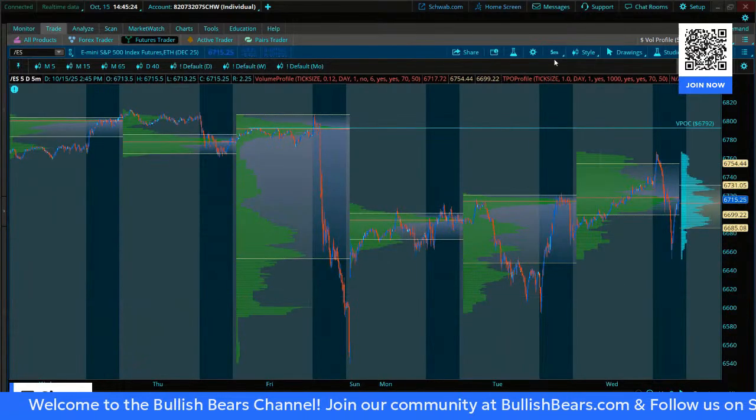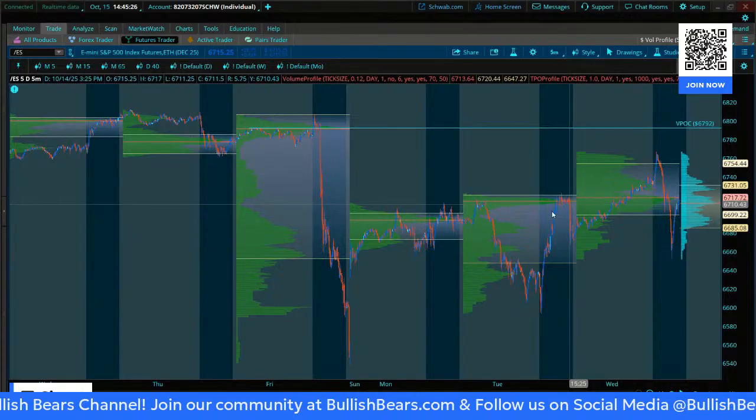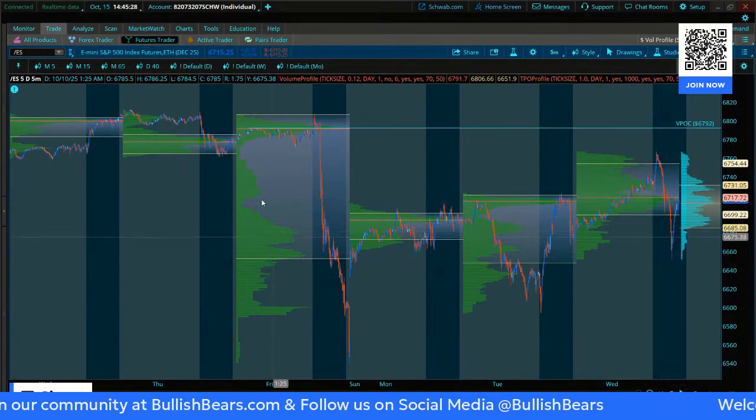But one of the reasons I use this 5 by 5 chart is to look at where we were yesterday and what the shape of these profiles are.